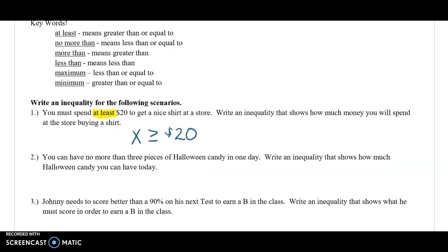Looking at number 2, it says you have no more than 3 pieces of Halloween candy in a day. So we want to write an inequality for that. Well, no more than means less than or equal to if you look back up at our keywords. And these aren't keywords that I expect you to have memorized right now, but they are ones that you should start to recognize. So again, our variable, x, no more than means less than or equal to 3, because it's 3 pieces of Halloween candy.